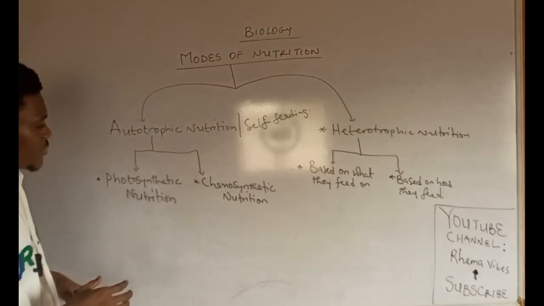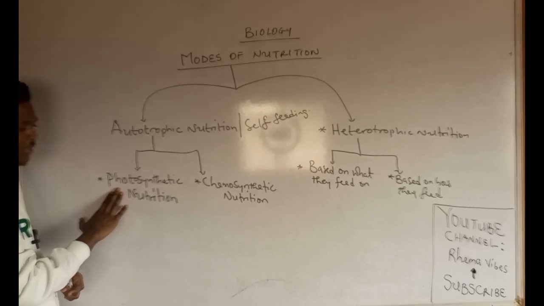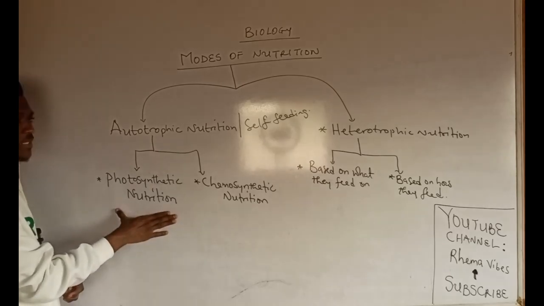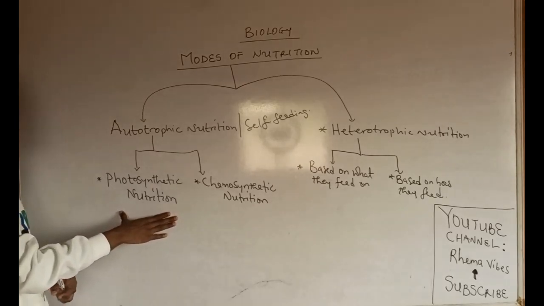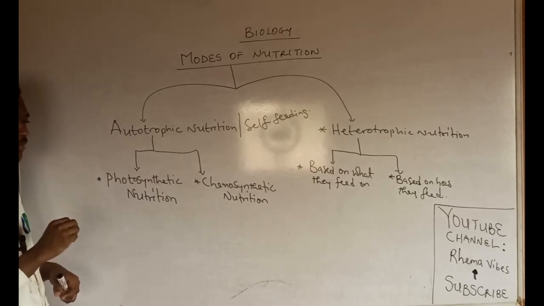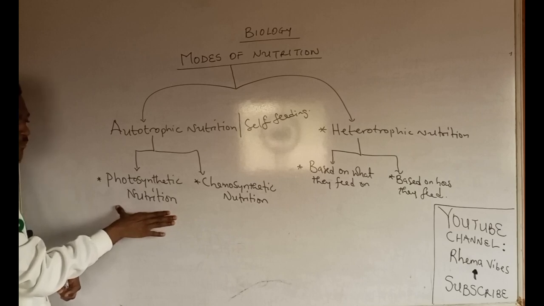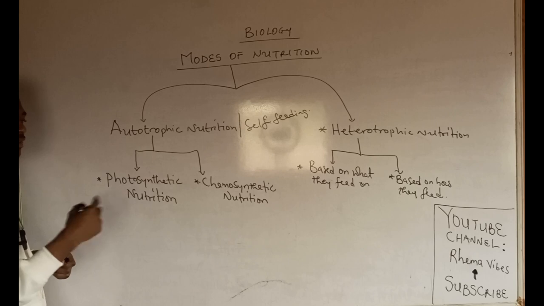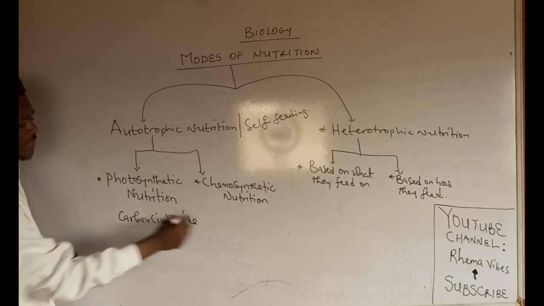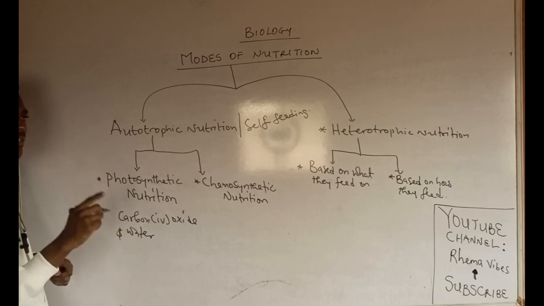Looking at autotrophic nutrition, we have two divisions. What are they? We have photosynthetic nutrition and chemosynthetic nutrition. Looking at photosynthetic nutrition, we are referring to plants that are able to produce or synthesize their own food. Basically, it's green plants that are able to carry out photosynthetic nutrition, in that it involves the use of simple inorganic materials such as carbon dioxide and water, in the presence of sunlight and chlorophyll.